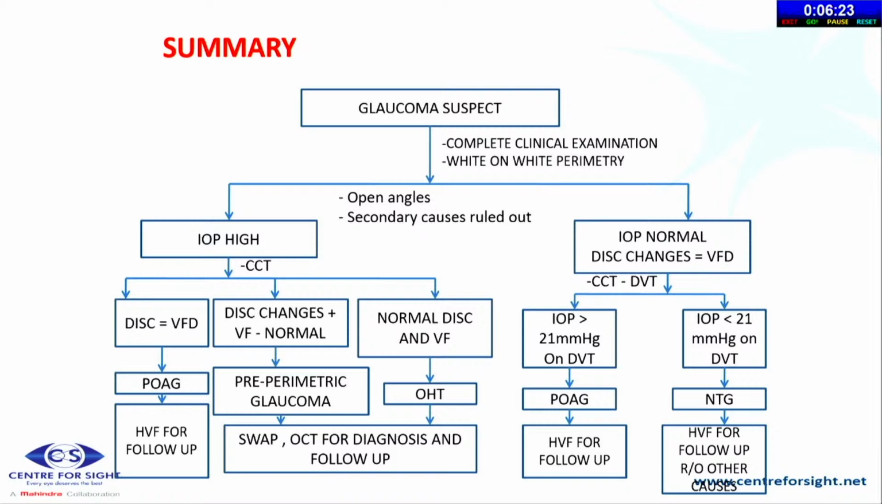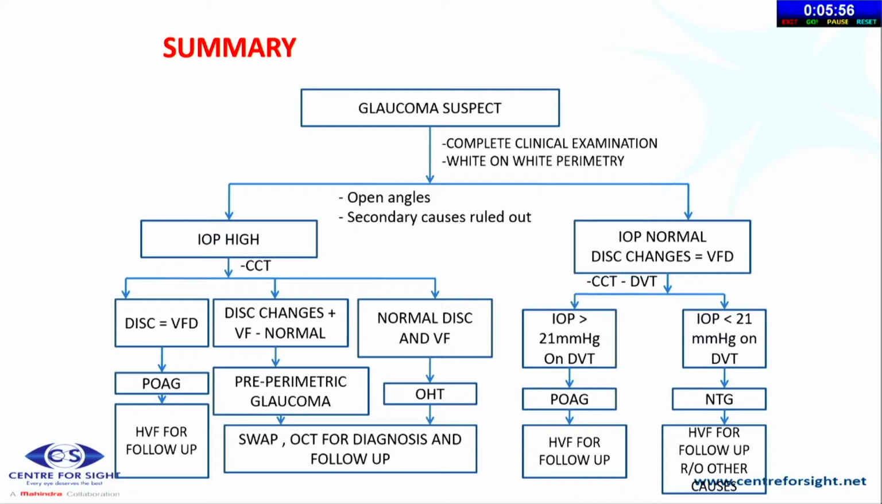When these changes are present, but visual fields are normal, you are dealing with a pre-perimetric glaucoma. There an OCT would be a better technique, better test. And if you have a normal disc and visual fields, you are probably dealing with an ocular hypertension. There also you need to rule out if the patient is progressing to glaucoma at that stage or not, and OCT would be a better tool there.